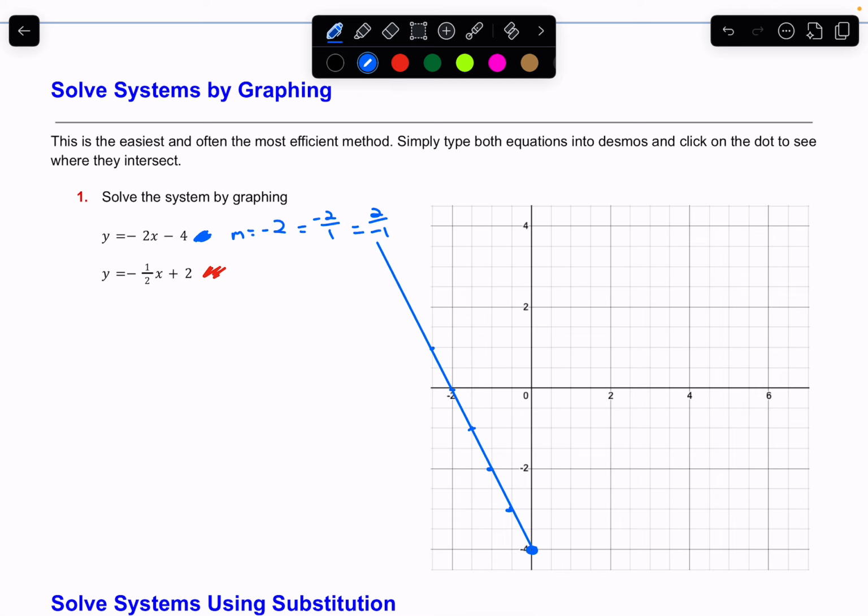Okay, so that's all fine and good. Let's go ahead and graph the other one now in red. Negative 1/2 x plus 2. So if I start trying to graph this, y-intercept of 2, and the slope is negative 1/2, that means down 1, right 2. So down 1, right 2, down 1, right 2, down 1, right 2. If I go the other way, it's up 1, left 2, up 1, left 2, up 1, left 2.